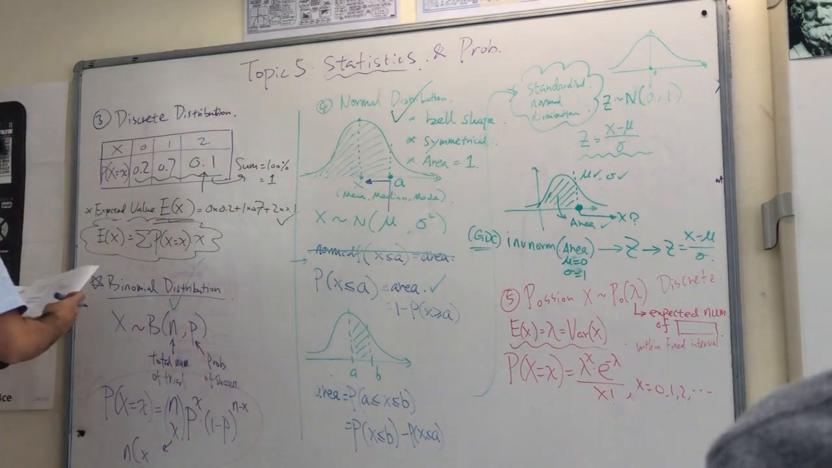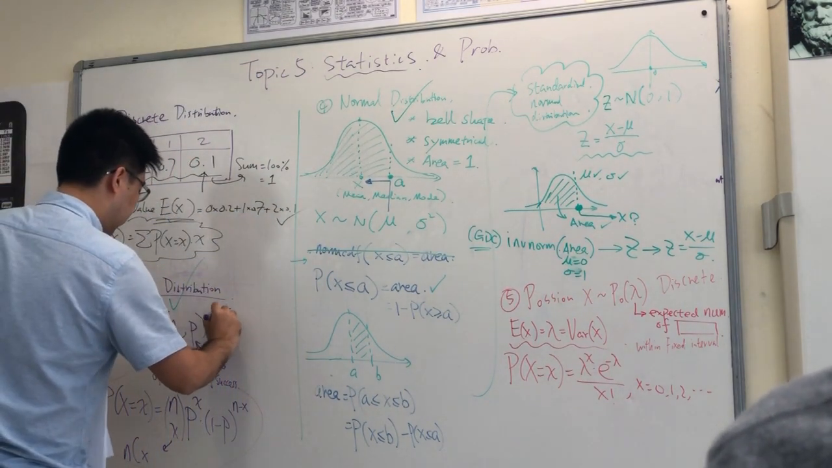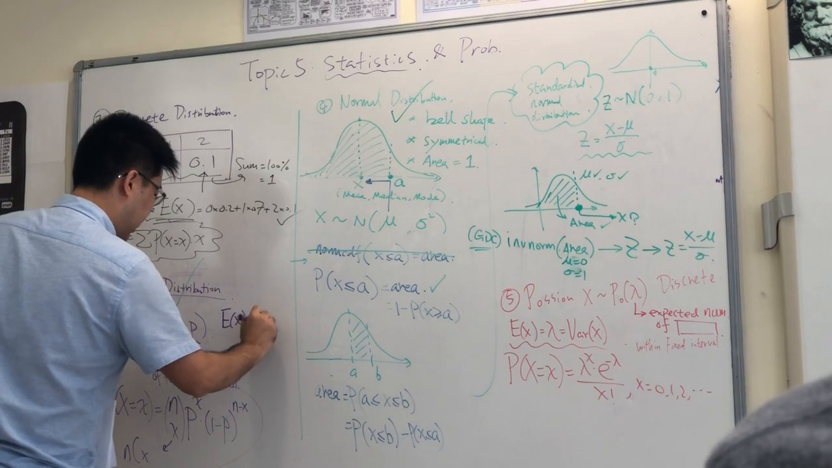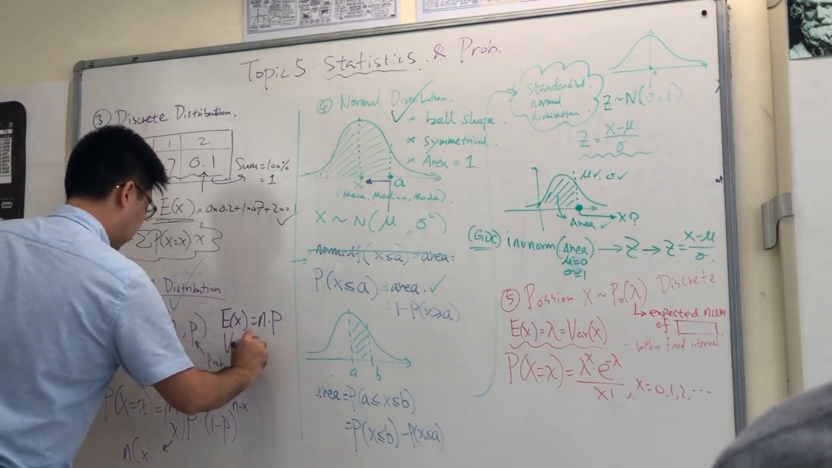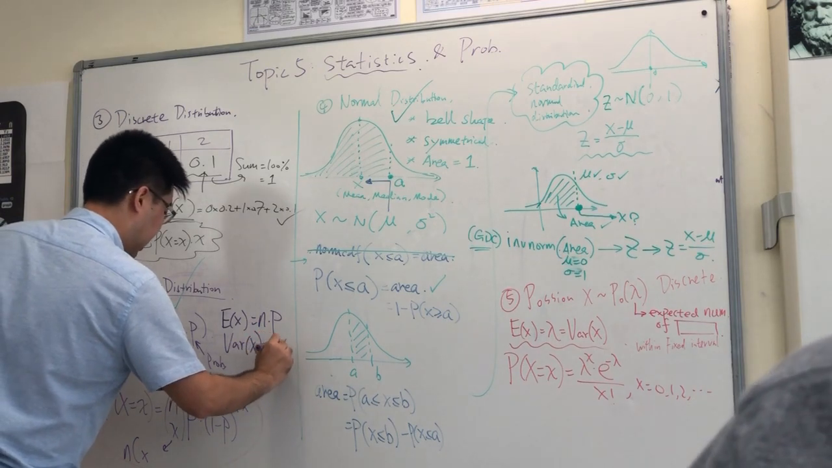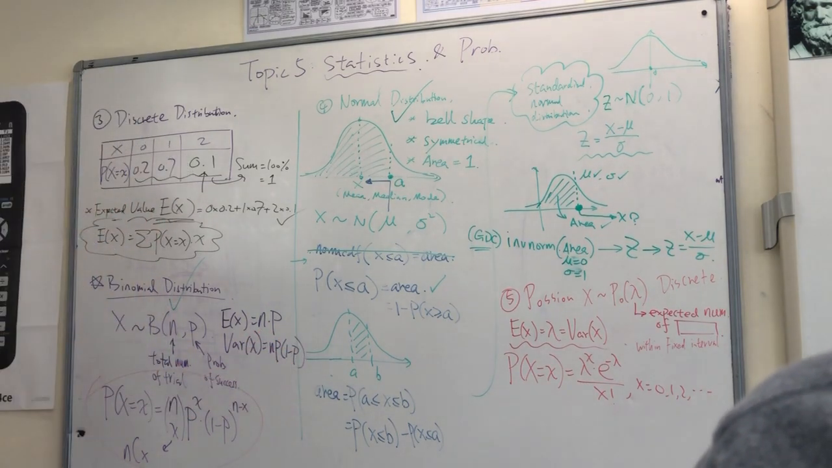Yeah. For binomial, we know that the expected value equals n times p, and the variance equals np times 1 minus p. Okay, so that's for binomial and this one.